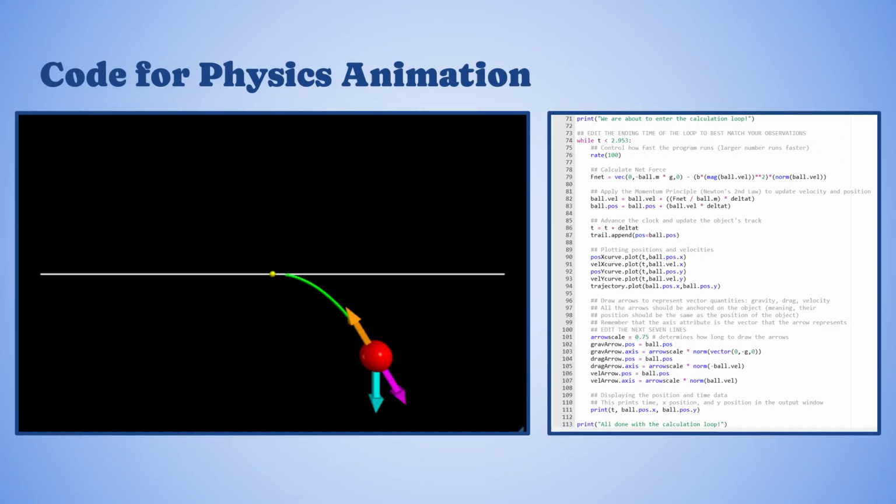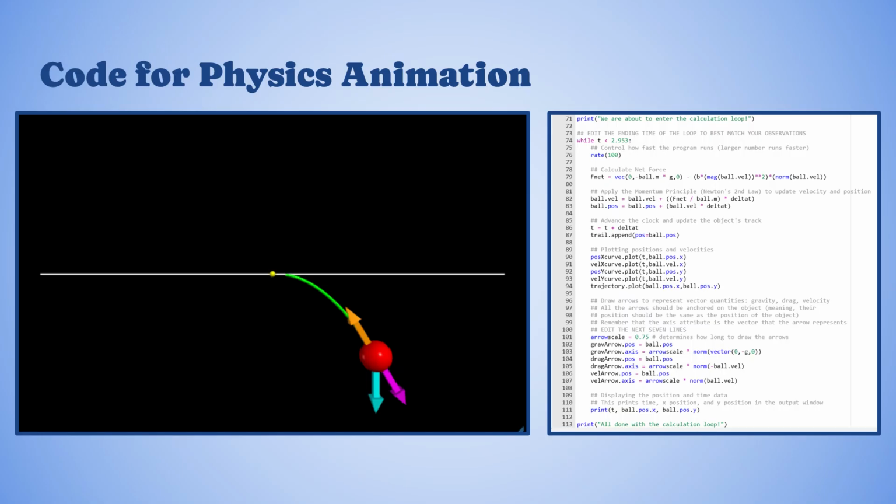This is my GlowScript code as well as my final animation in GlowScript. The green line represents the path of the crumpled paper ball. The orange arrow represents the unit vector for the force of drag on the crumpled paper ball. The blue arrow represents the acceleration due to gravity on the crumpled paper ball, and the pink arrow represents the velocity of the crumpled paper ball.